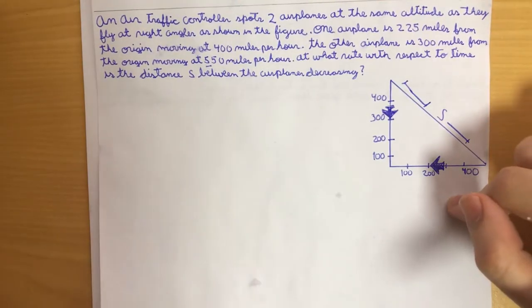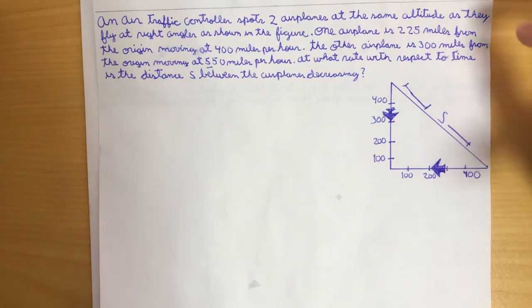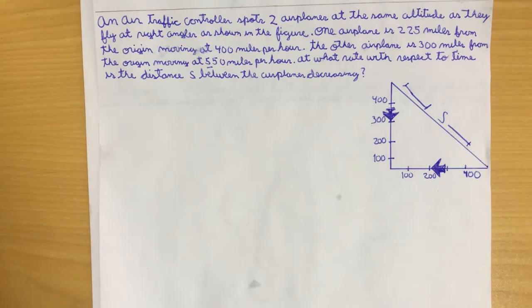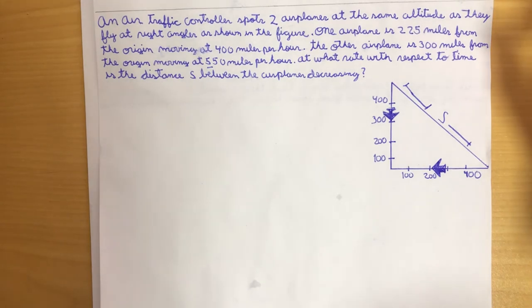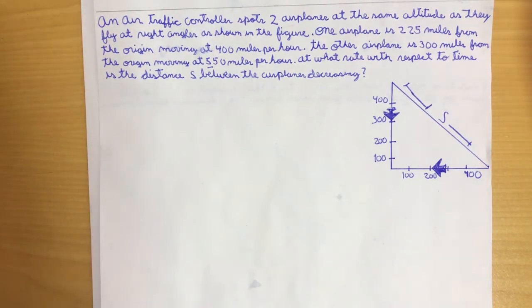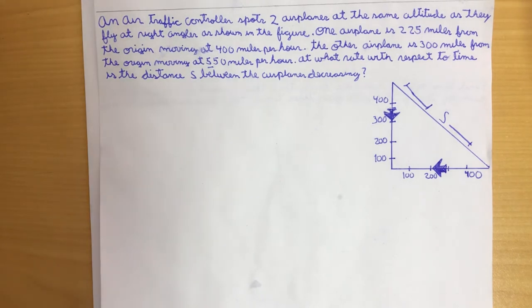Right, so the next problem is going to be one related to related rates. This is a common one, the airplanes problem. An air traffic controller spots two airplanes at the same altitude as they fly at right angles, as shown in the figure. One airplane is 225 miles from the origin, moving at 400 miles per hour. The other airplane is 200 miles from the origin, moving at 550 miles per hour. At what rate with respect to time is the distance s between the airplanes decreasing?